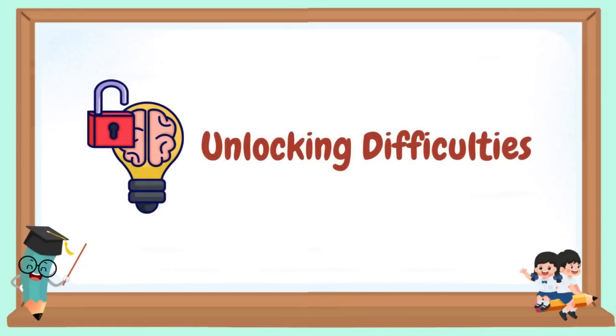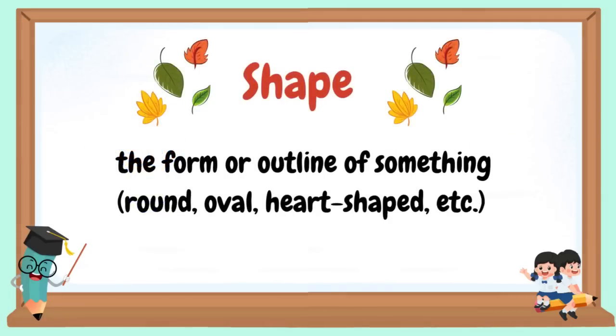Unlocking difficulties. Shape, the form or outline of something. Examples: round, oval, heart shaped.